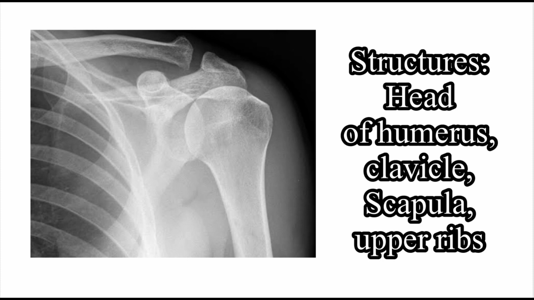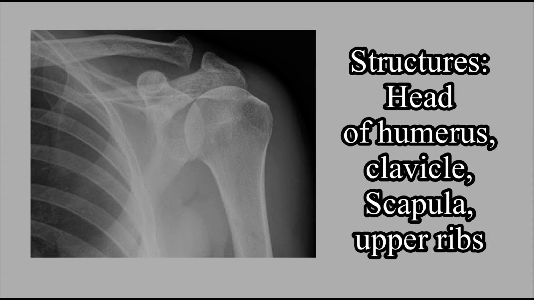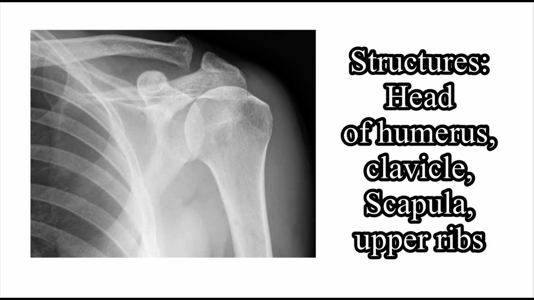The structures seen are the upper end of humerus, mostly the head of the humerus, the greater and lesser tubercles and intertubercular sulcus. You can see the scapula, you can see the clavicle, and also the upper ribs. The coracoid process and the acromion process are also visible. We can clearly see the lateral end of clavicle articulating with the acromion process, forming the acromioclavicular joint.